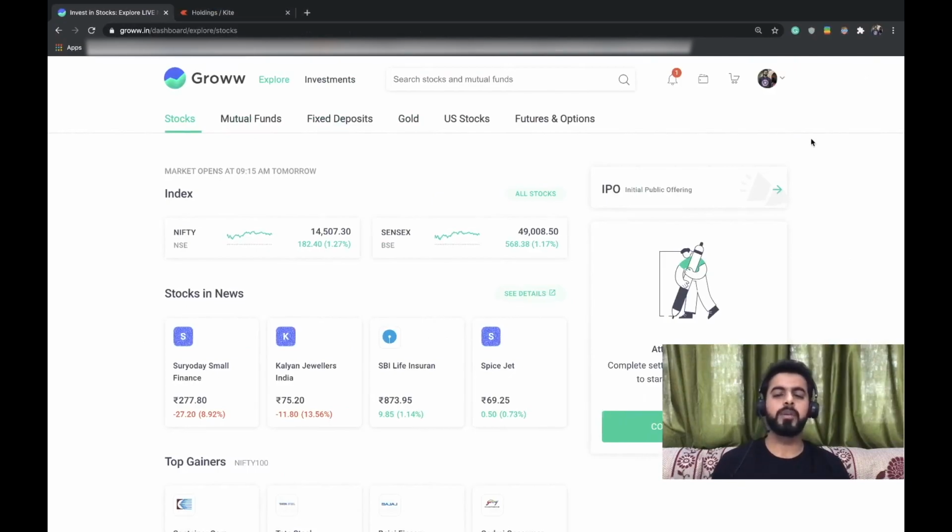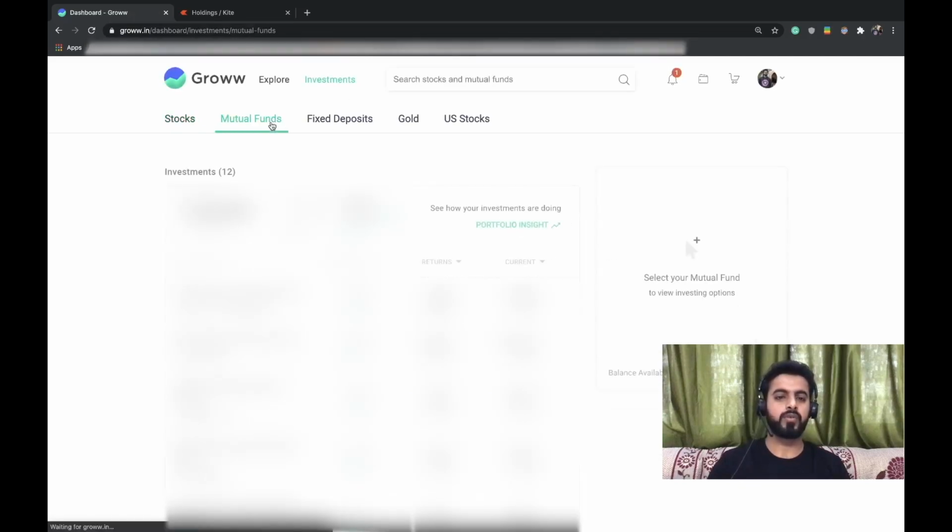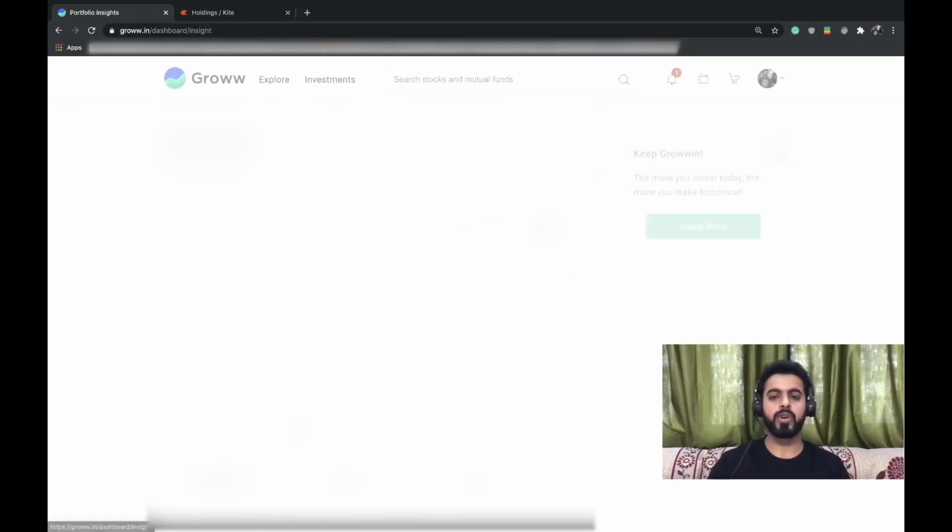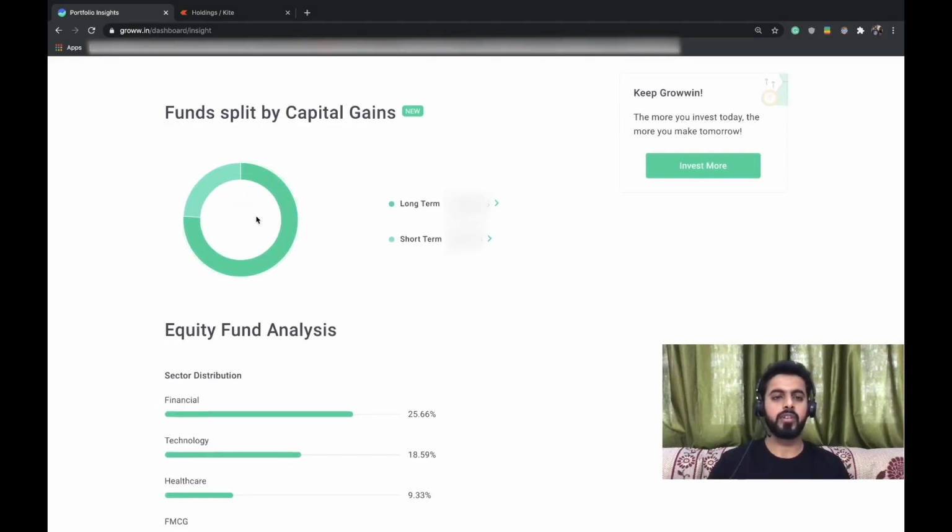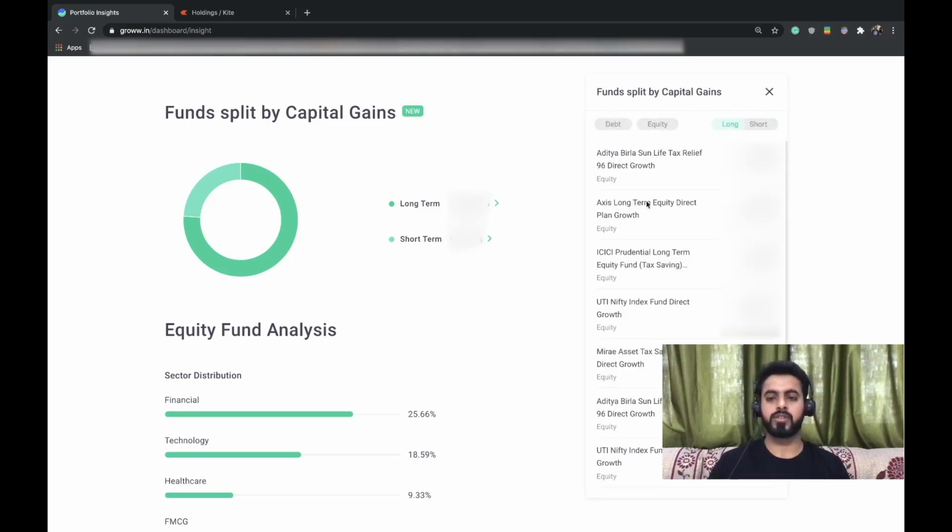Most of the platforms for mutual funds or stock have a way for you to look into the classification of long-term and short-term capital gains so that you can then maybe decide to harvest some long-term capital gain. For example, on Grow, you can go on investments, then mutual funds, then portfolio insights, and down here you will find this distribution of funds spread by capital gain and long term and short term capital gain. You can click on the long term and see which all mutual funds are having the long term capital gains.